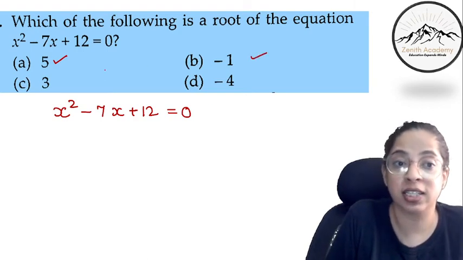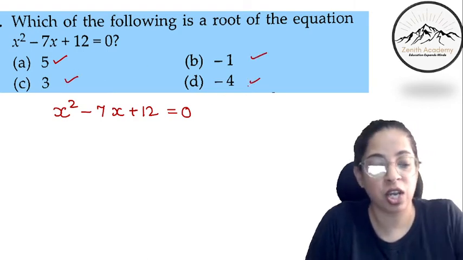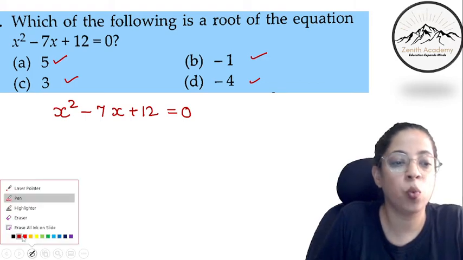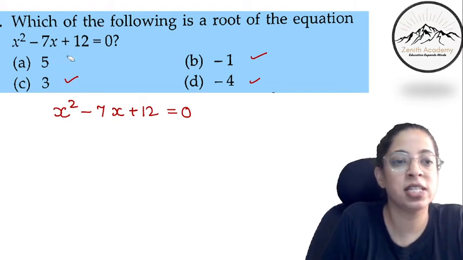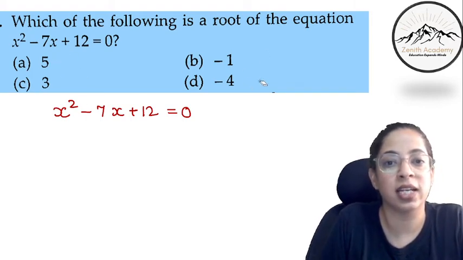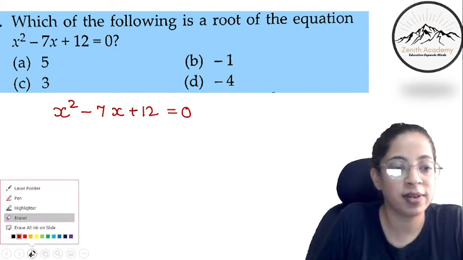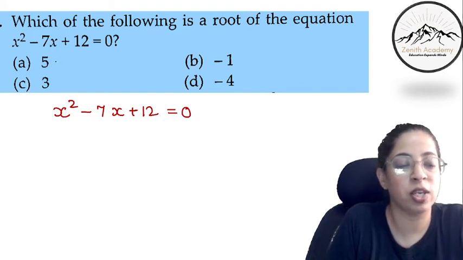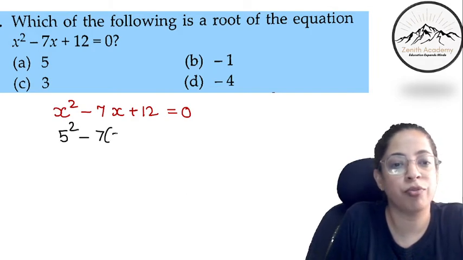Then check this, then check this, check this. Check all 4 of them and see in which case left hand side is becoming equal to right hand side. So let's start. First, let's take the first value. Okay. So let's check 5 square minus 7 into 5 plus 12.